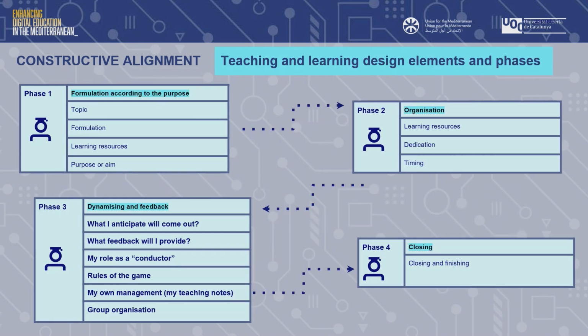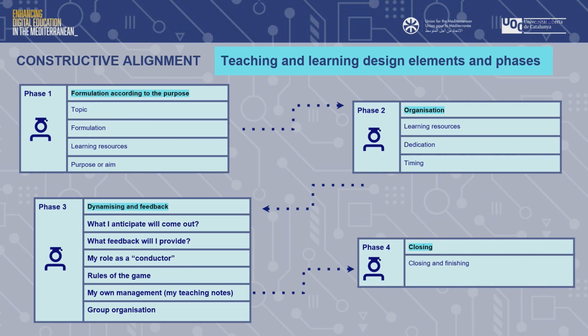Then next, please. Let's see how this alignment might exist in the design of a learning activity. Imagine for a moment that you have to design an online debate. This activity usually has 4 phases: formulation according to purpose, dynamizing and feedback, organization, and closing. Once more, this is about questions. Designing is a decision-making process, so to produce consistent designs, we must ask ourselves good questions to get good answers that help us to provide the best learning experience.